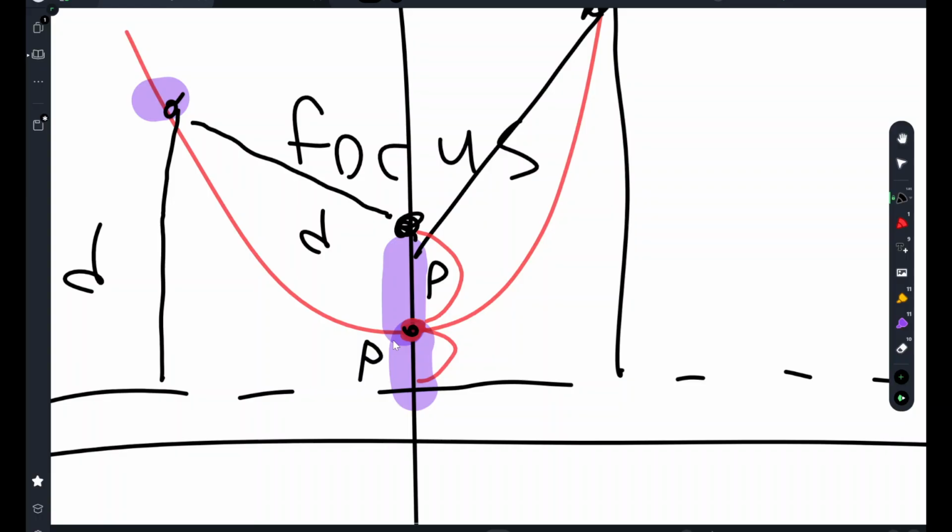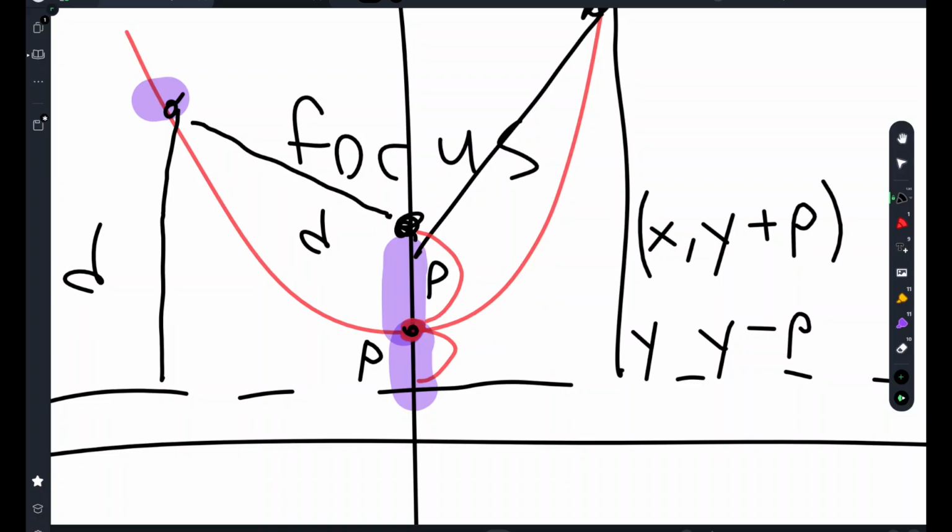So if you take your vertex and you take the y value and you add p, you would get up to the focus. If you subtract p, you would get to the directrix. Remember, this would be a point, and this one is a line. So it should probably be y is equal to, let's call it y1 minus p. My notation's a little bad, but I think you get the point.